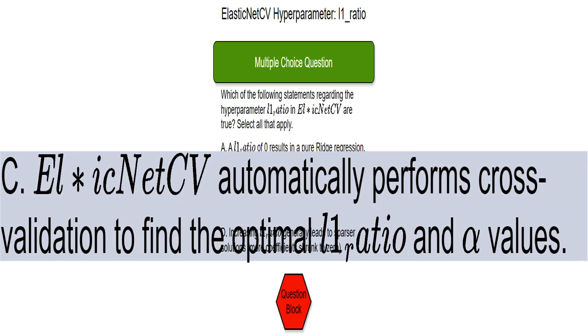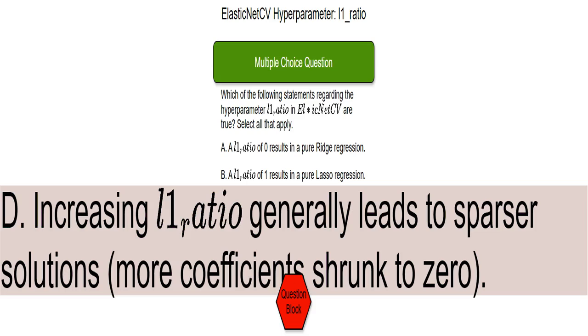ElasticNetCV is designed to automatically find the best settings for L1 ratio and alpha using cross-validation, making option C true. Increasing L1 ratio shifts the model towards lasso regularization. Lasso is known for shrinking some coefficients down to exactly 0, producing a sparser model. Thus, statement D is correct.